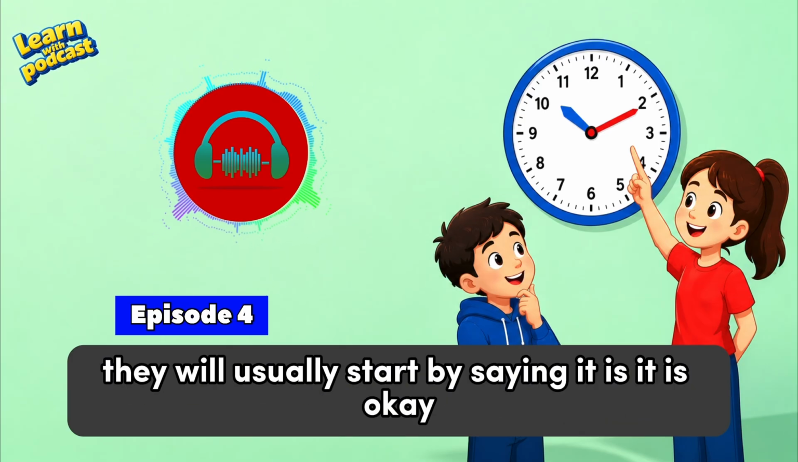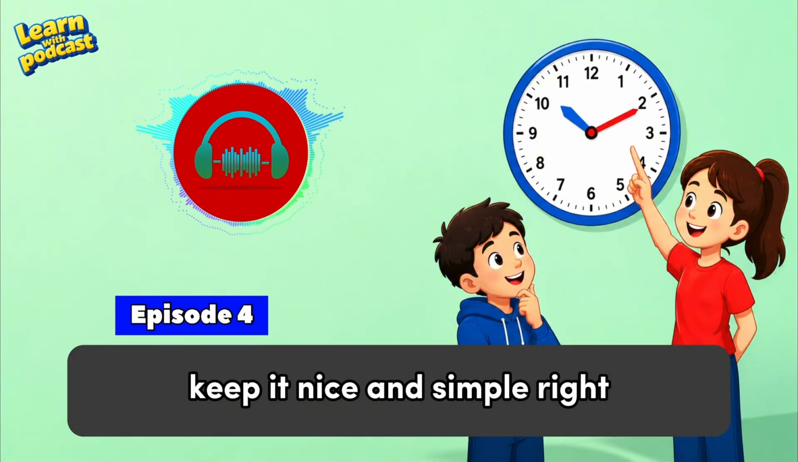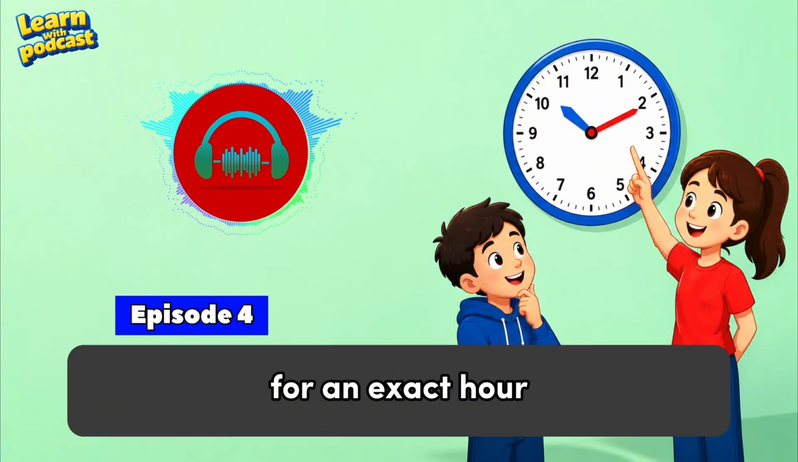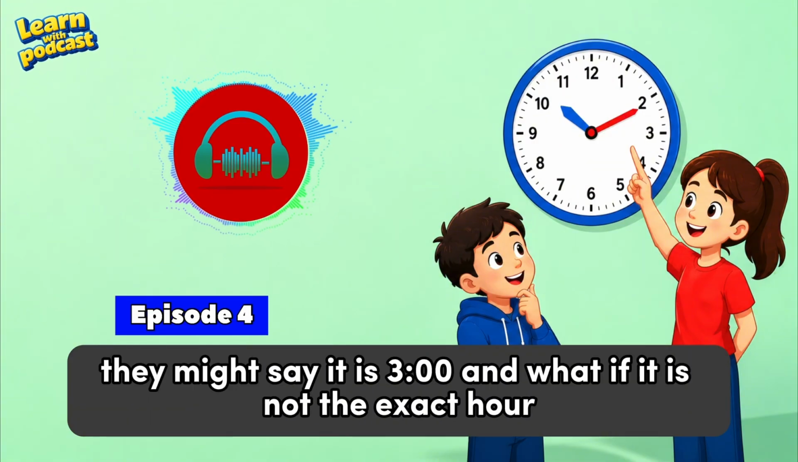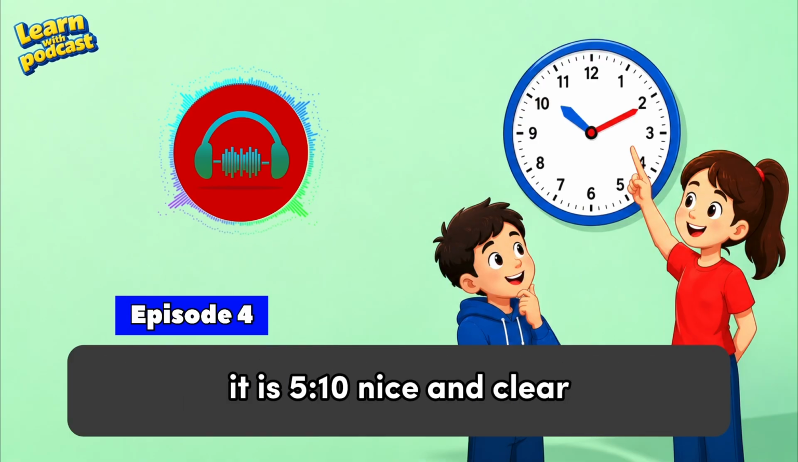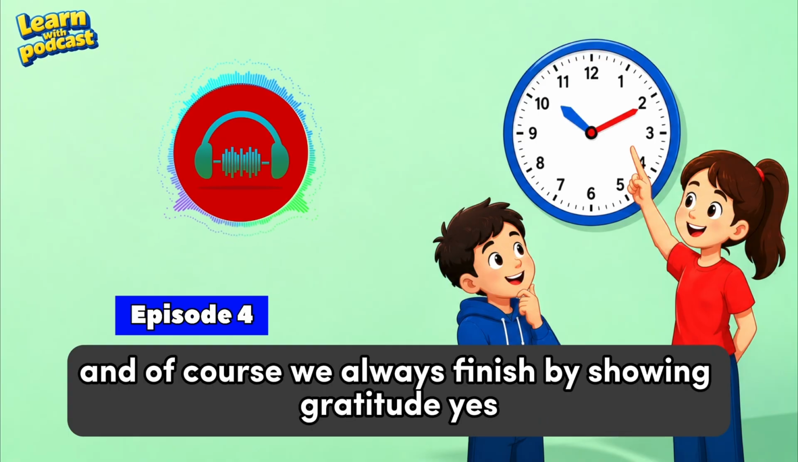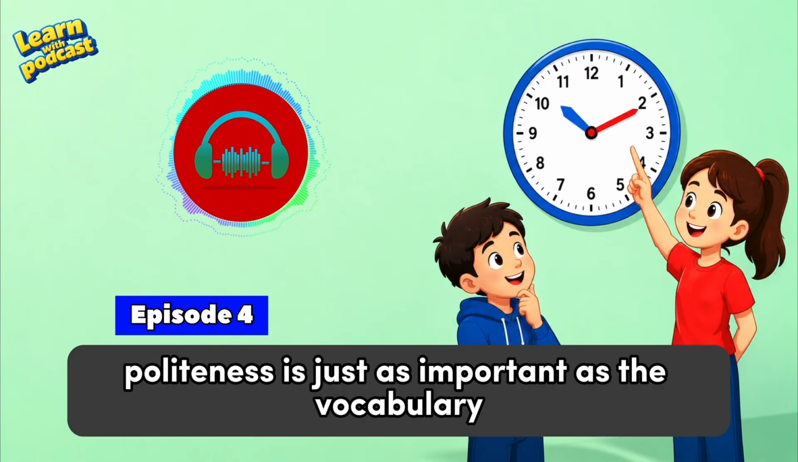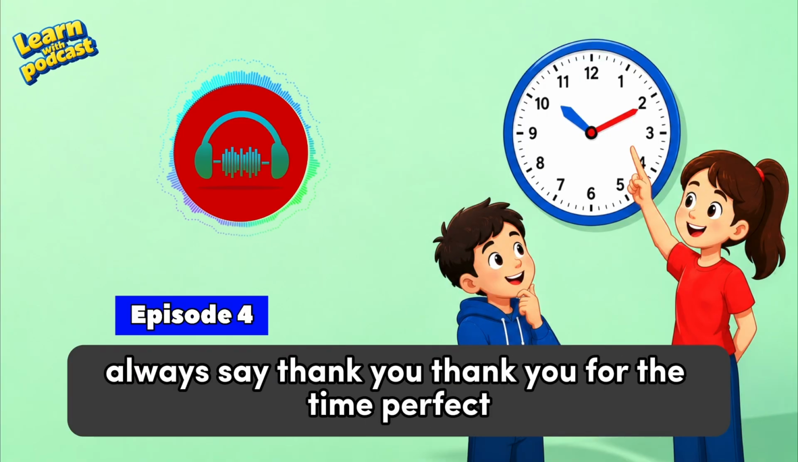They will usually start by saying, it is. Keep it nice and simple. For an exact hour, they might say, it is 3 o'clock. And what if it's not the exact hour? Then they could say, it is 10 past 5, meaning 10 minutes have passed since 5. Nice and clear. And of course, we always finish by showing gratitude. Politeness is just as important as the vocabulary. Always say thank you. Thank you for the time.